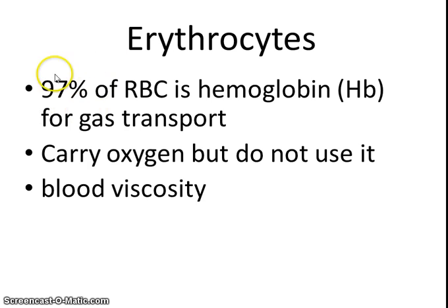In fact, 97% of the cell is hemoglobin, abbreviated Hb. And that's for gas transport, primarily for oxygen. They can transport oxygen, but they don't use it. They bring it to our cells, and the cells can use it. They also contribute the most to blood viscosity. The number of red blood cells you have, your hematocrit, the percent that's red blood cells, determines your blood viscosity. More red blood cells means thicker blood. Fewer red blood cells, thinner blood.